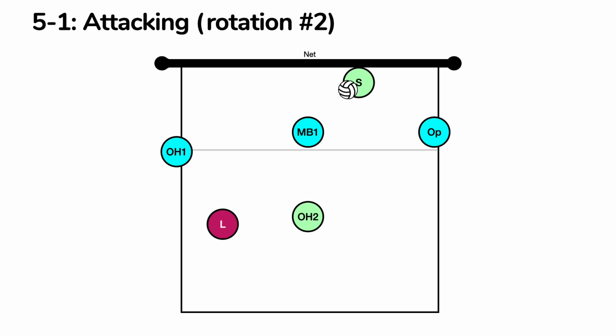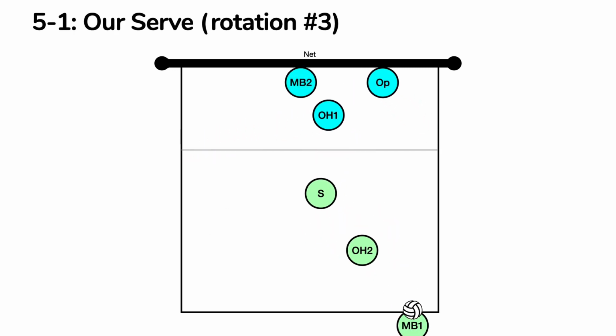So that's rotation 2. Rotation 3, we have the setter in 5 in this position. And outside hitter 1 is going to pinch over a little bit to let middle blocker 2 get set up right in the middle so they can just focus on the hitters on the other side. And when the ball is contacted, they're going to head off to the left side. The opposite is fine just where they are.